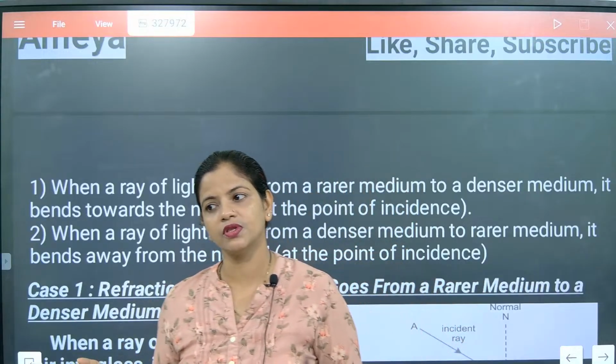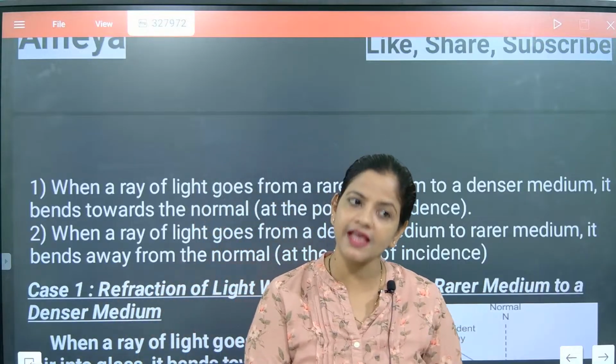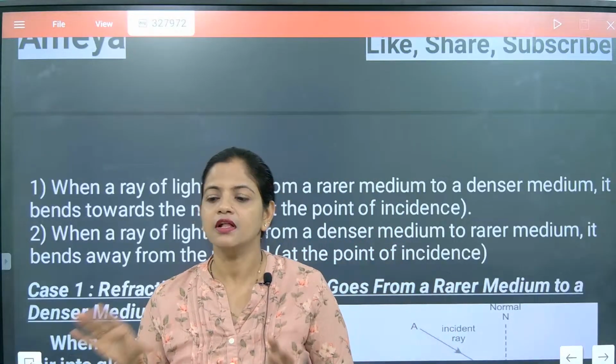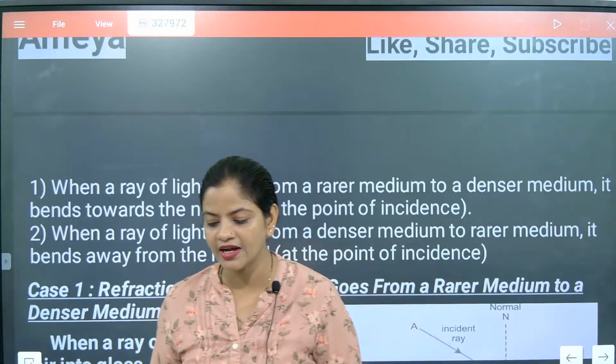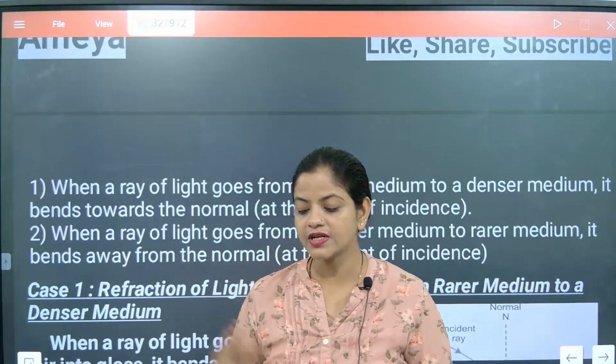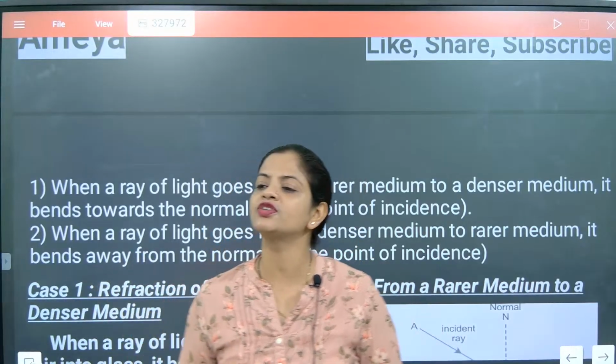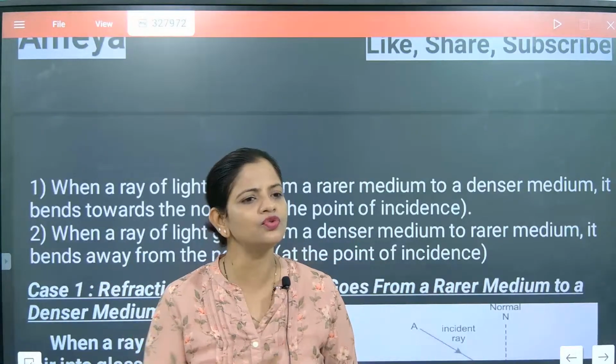Then we came to know that optical density is there, but with optical density, the object has to be either transparent or it has to be translucent. So these are the two different categories.